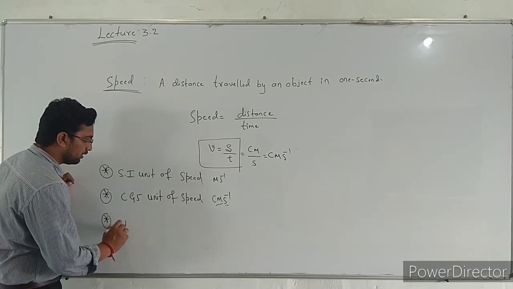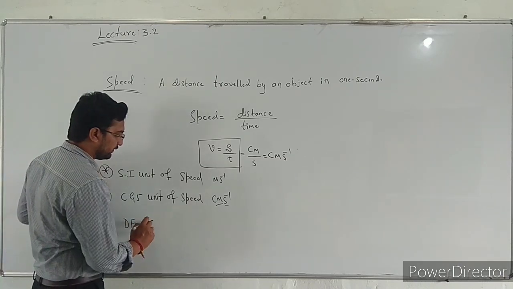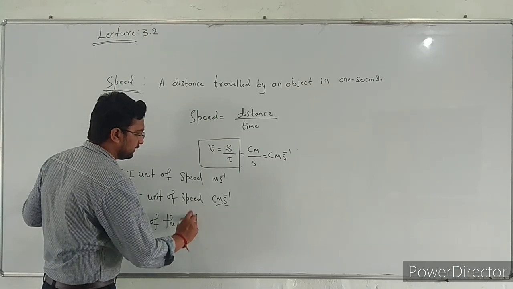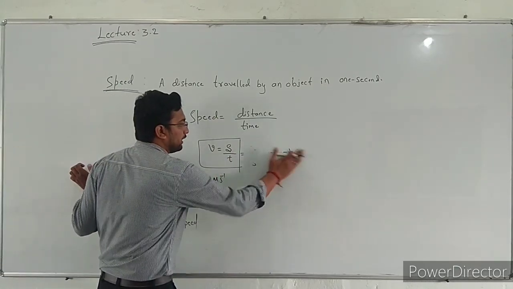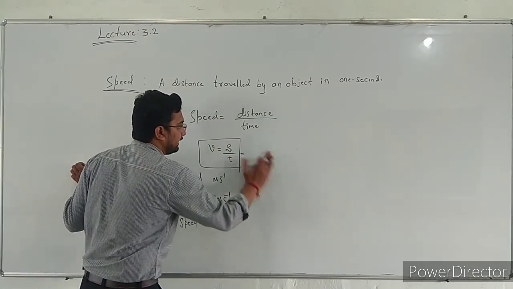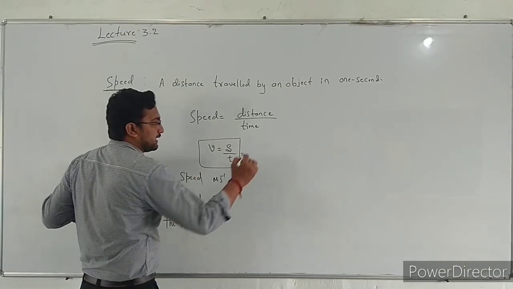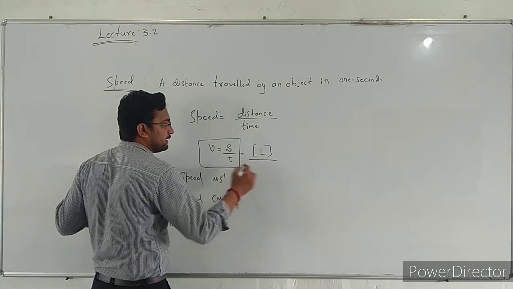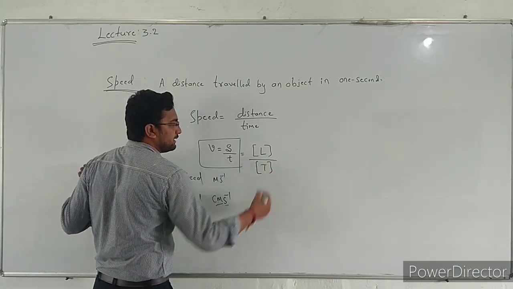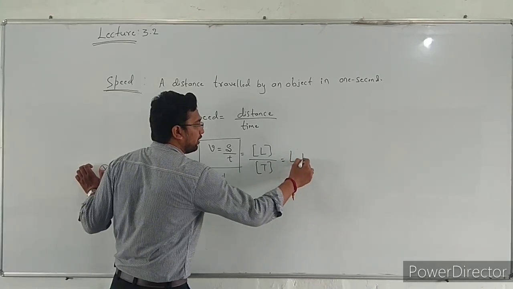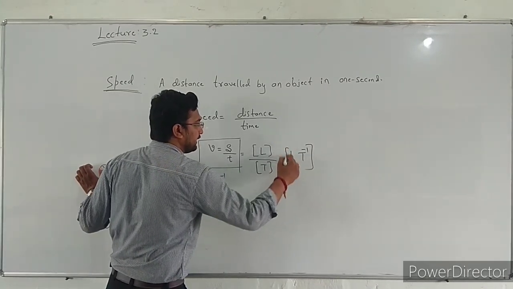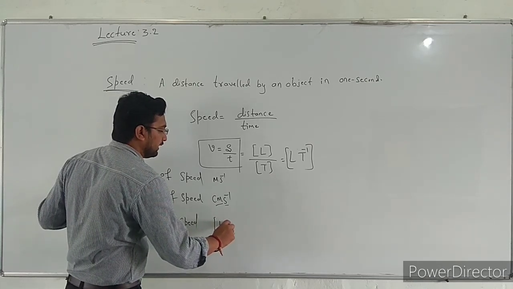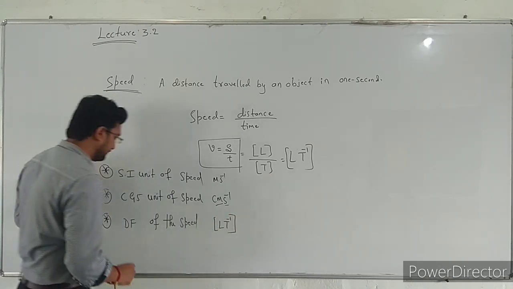Similarly, the dimension formula of speed. We already know how to write the dimension formula. The dimension formula of distance is L and the dimension formula of time is T. Then the dimension formula of speed is L T to the power of minus 1.